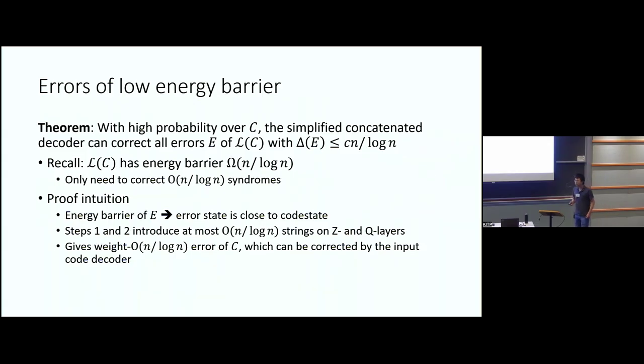The intuition is that if the energy barrier of E was low, then in some sense it's already close to a code state. So as long as we don't perturb it too much, it should actually be good. And that means that in steps 1 and 2, when we're just matching everything to the top boundary, we're only creating at most n over log n strings, because there can only be at most n over log n syndromes to start with. And so at that point, we can invoke a decoder of the input code that can correct errors up to this weight. And then that will actually allow you to return to the code space of the layer code successfully.